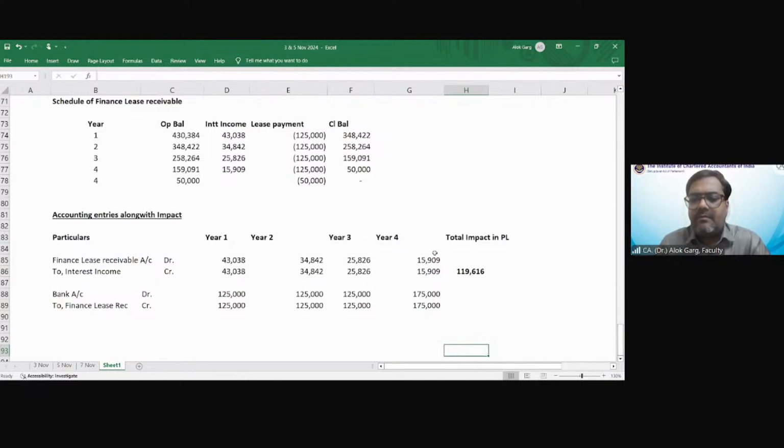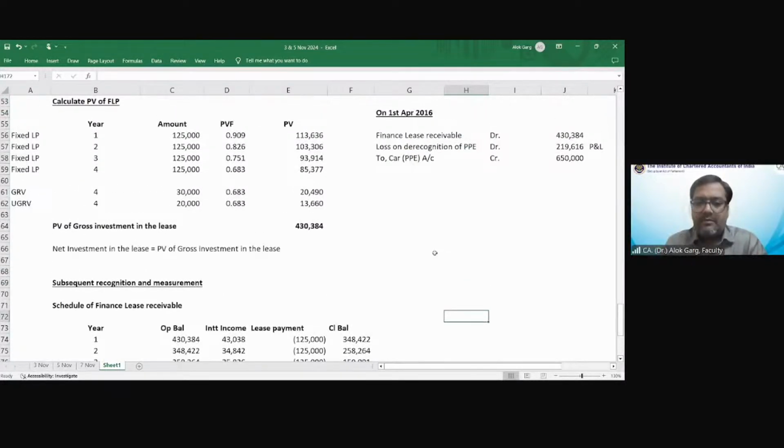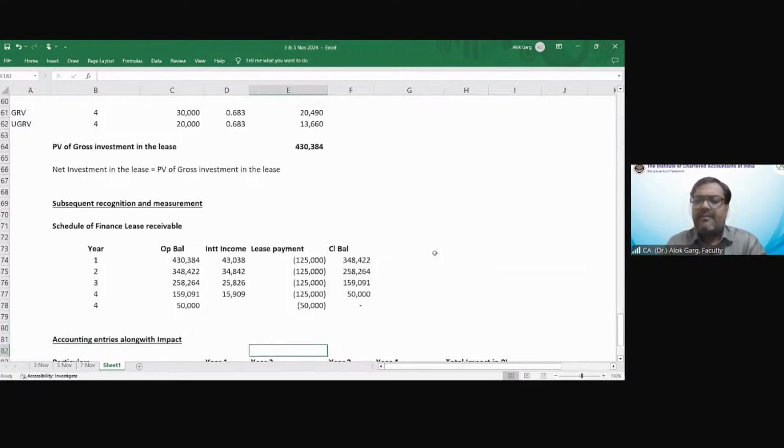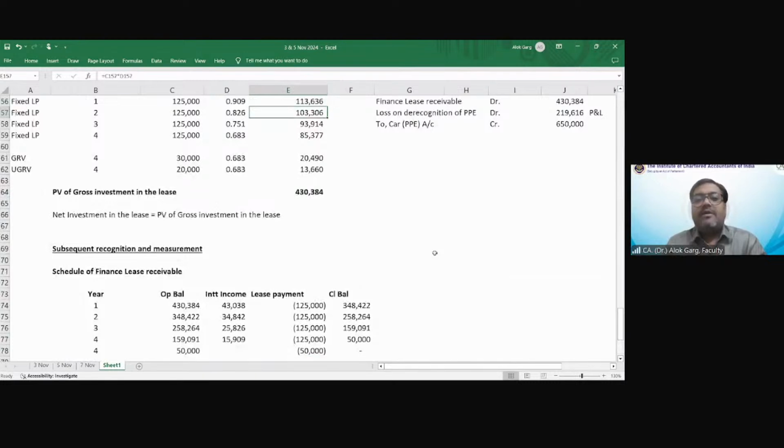Sir, in the opening balance of 1,59,051, the 50,000 is already included, right? We have to compute interest on it because we had also done discounting of 50,000. Yes, you're right, it is already included. Okay sir. So that is why I'm telling you, your gross investment is equal to your lease payment plus unguaranteed residual value.